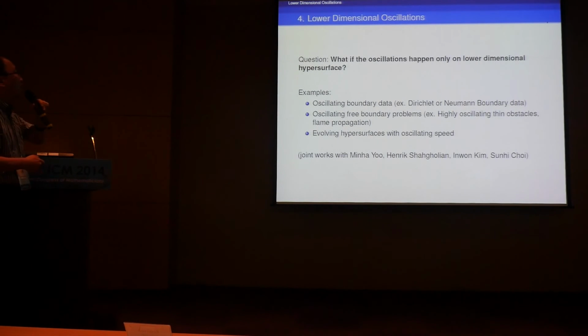And then the other issue is the low dimensional oscillation that I'm going to discuss. And the question is, what if oscillation happens only on a low dimensional hypersurface? So for example, oscillating boundary data, differential or nonlinear data, that happens only in low dimension. Or oscillating free boundary problems, highly oscillating thin obstacles of flame propagation, or an evolving hypersurface with oscillating speed.